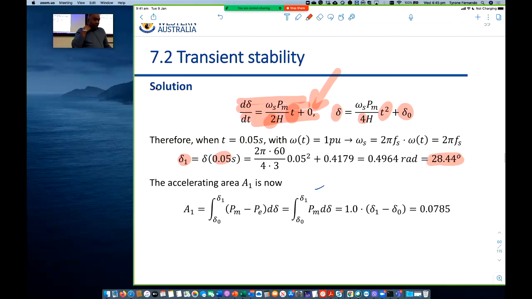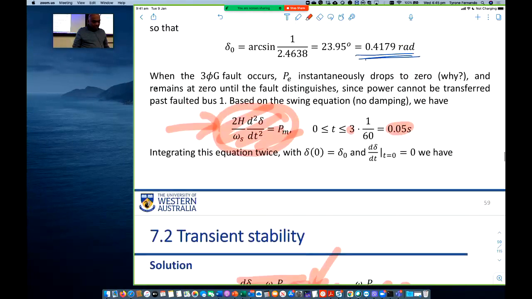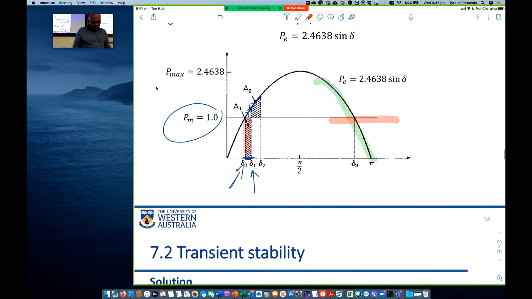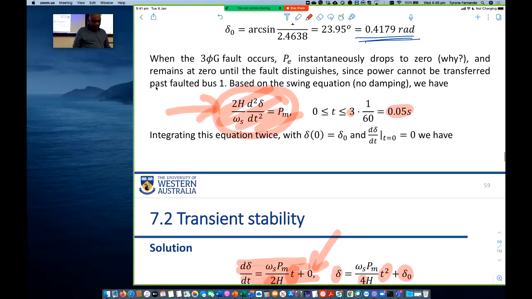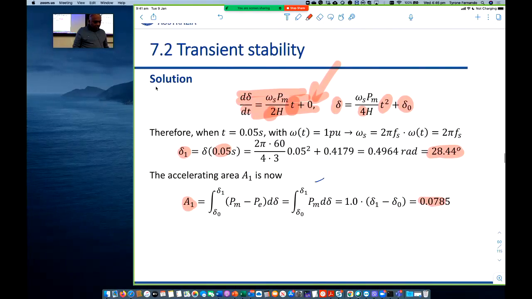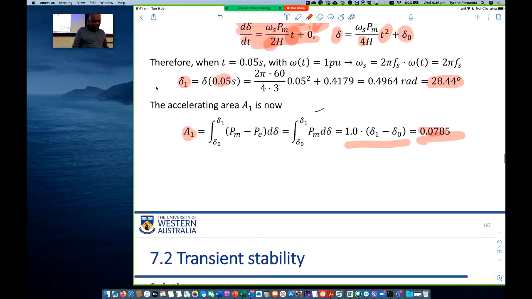So then we can compute the area A1, which is this rectangular area. Because you know delta 1, you know delta naught, you know this is 1, so you can compute the rectangular area. It's simply the area of the rectangle.